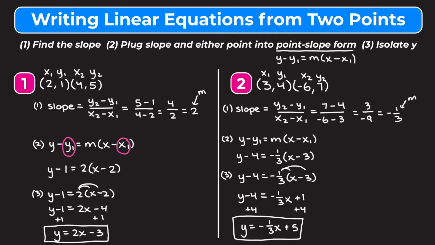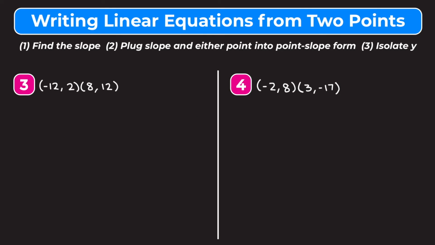Let's go through 2 more examples just to make sure that we understand this. So for these last 2 examples, I encourage you guys to pause the video and try them on your own, and then you can watch me work through them to make sure you've solved them correctly. So taking a look at example 3, we have the points negative 12, 2 and 8, 12.